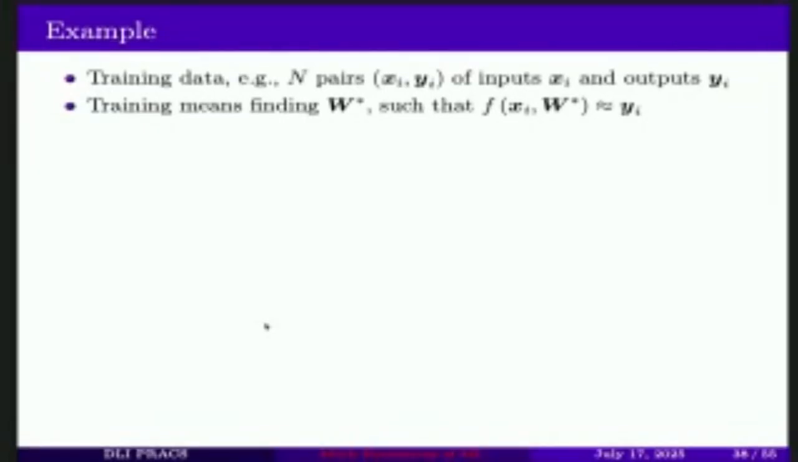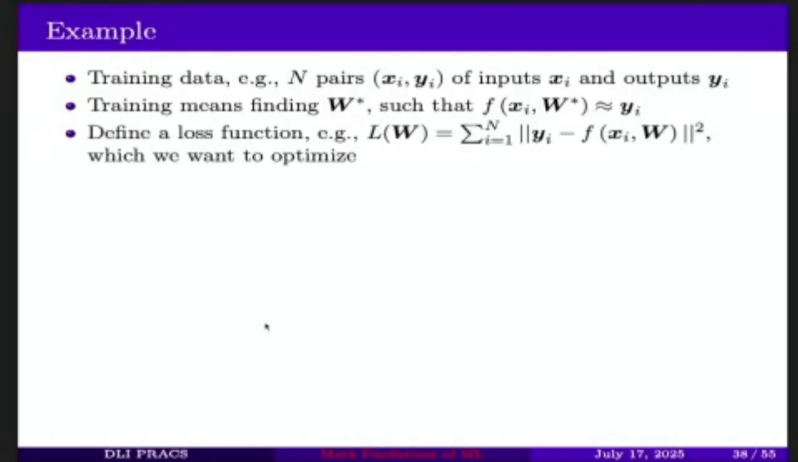to find the best W. So what does training mean? Training means finding the best W such that you can optimize some loss function. What loss function? For example, it could be the mean square loss. I think some of you have probably seen the mean square loss before.